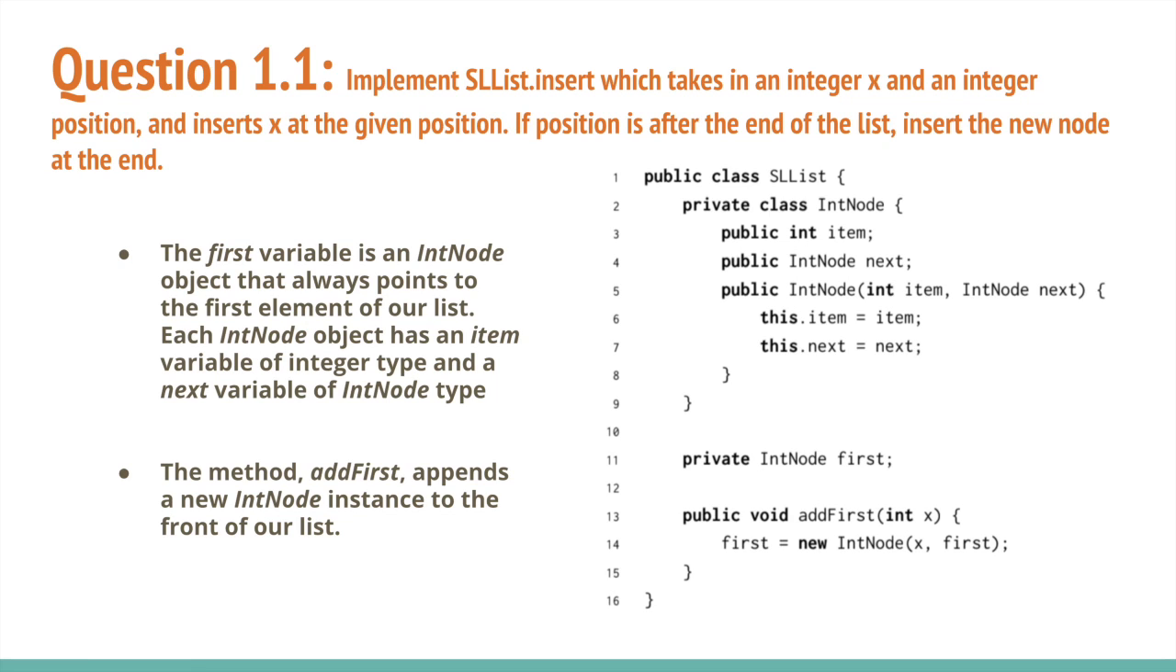So for our first question, we will be working with the SList class. So let's go through that first. A couple things to take note of. The first variable is an IntNode object that always points to the first element of our list. Each IntNode object has an item variable of integer type and a next variable of IntNode type. Additionally, we have the method addFirst, which appends a new IntNode instance to the front of our list.